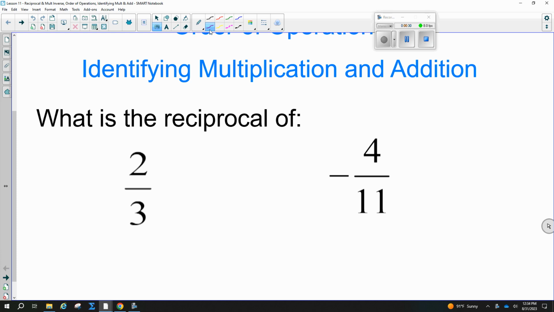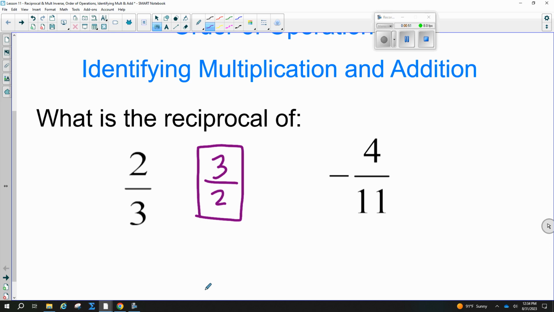So first, let's just practice. What is the reciprocal of 2/3, everyone? That is correct. That is 3/2. You just flip the fraction. And what would you get when you multiplied those together, you guys? 1. That's why they're multiplicative inverses.